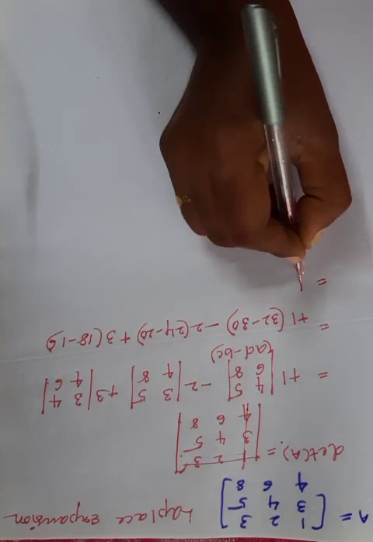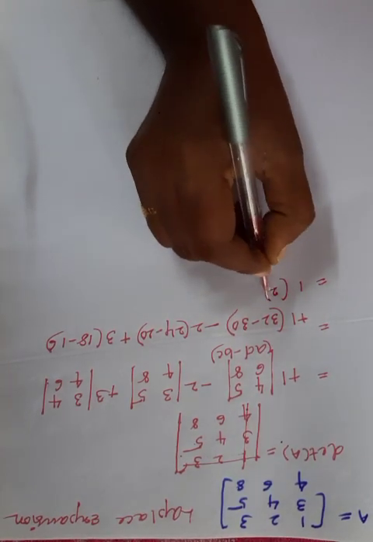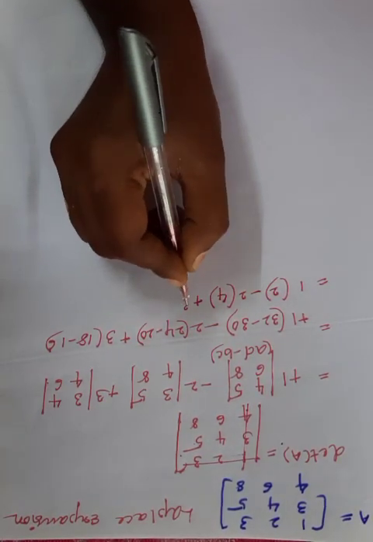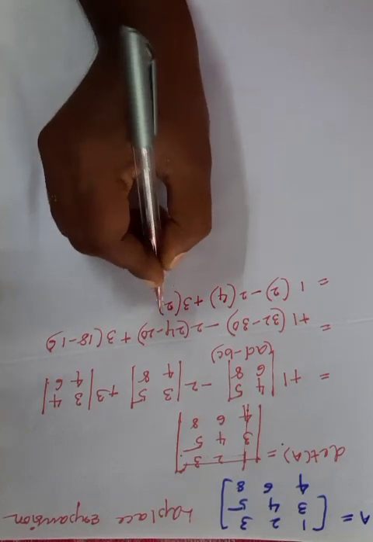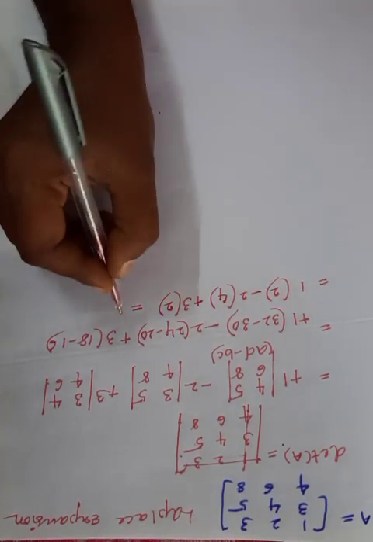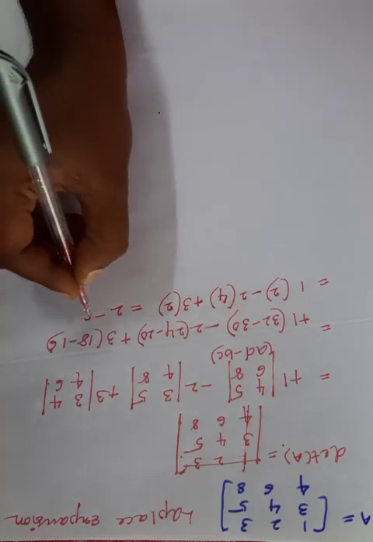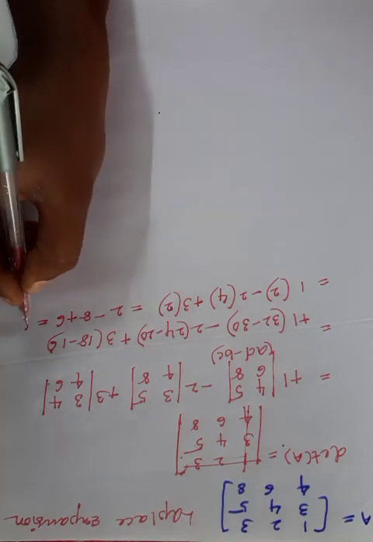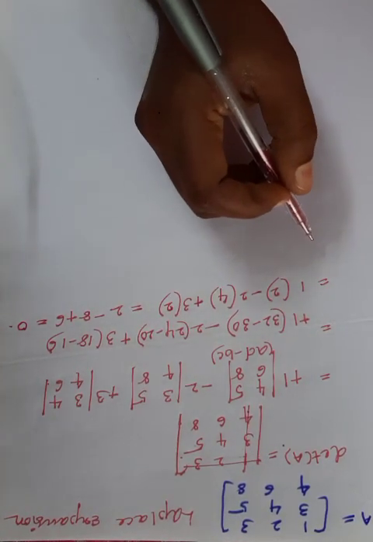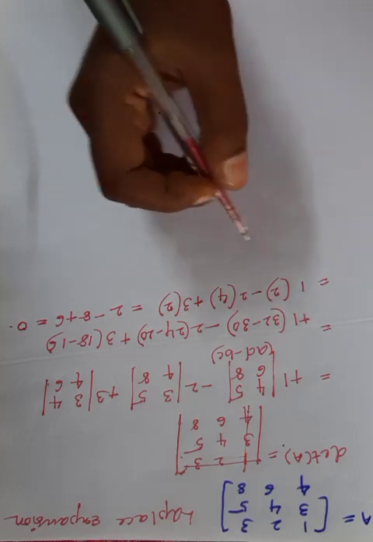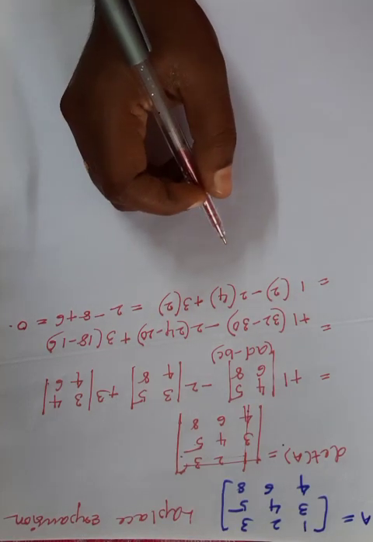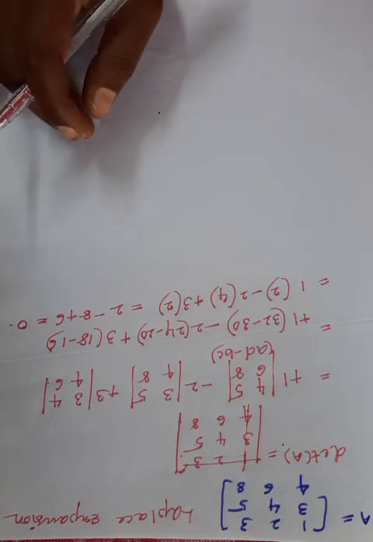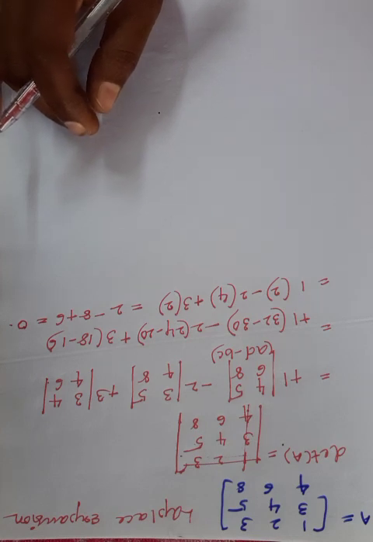Then 1 into 32 minus 30 is 2 minus 2 into 24 minus 20 is 4 plus 3 into 18 minus 16 is 2. Then you have to solve 2 1s are 2 minus 2 4s are 8 plus 3 2s are 6. So 6 plus 2 is 8. 8 minus 8 is 0. Here the determinant for the given matrix A is 0. Hence we should call the given matrix A as a singular matrix. Like this you have to show or you have to prove whether the given matrix is a singular or non-singular.